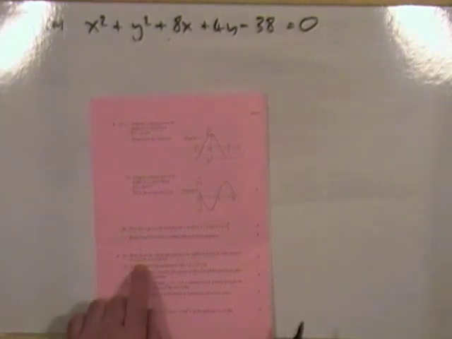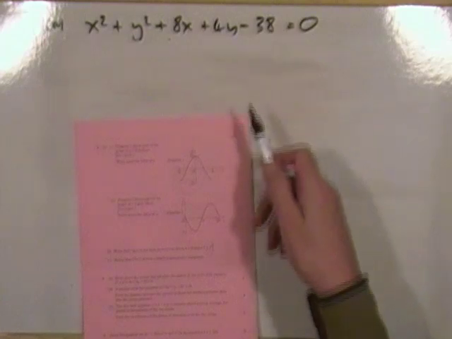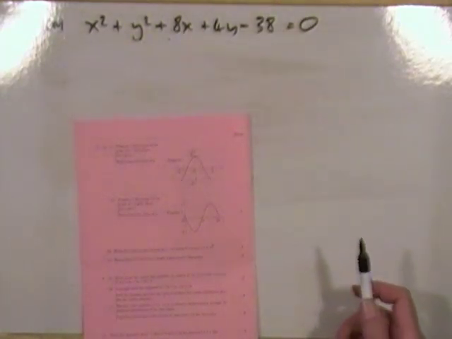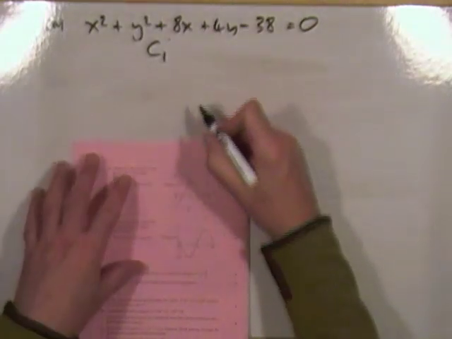Question 4. Circles. Well, as soon as you see the equation of a circle, I tend to just put down the centre and the radius straight away, but that's what it wants anyway, centre and radius. So centre, but there's two circles, I'll call this centre 1.